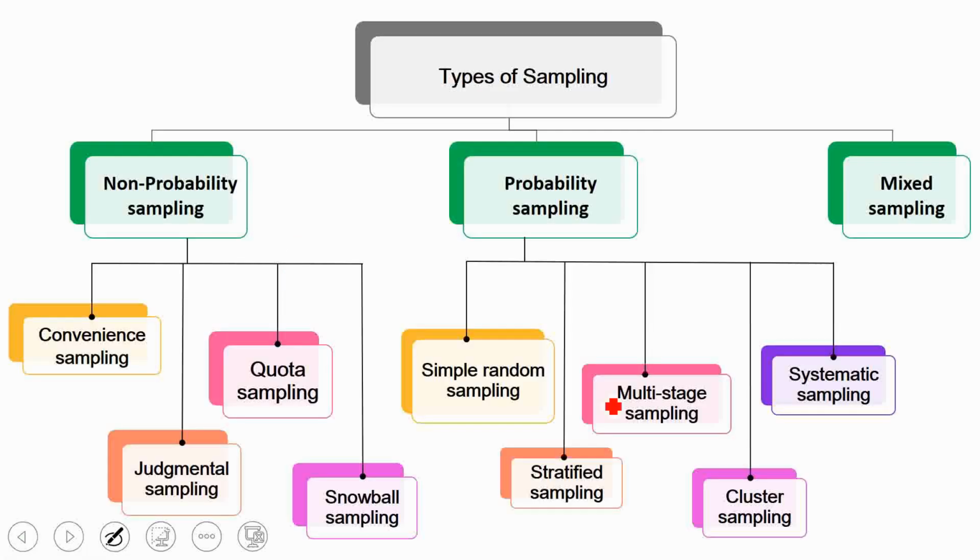The technique of selecting a sample is of fundamental importance in sampling theory, and it depends upon the nature of the investigation. The sampling procedures which are commonly used may be classified as non-probability sampling, probability sampling, and mixed sampling. Non-probability sampling consists of convenience sampling, judgmental sampling, quota sampling, and snowball sampling. Probability sampling consists of simple random sampling, stratified, multistage, cluster, and systematic sampling. We will be discussing them in detail.